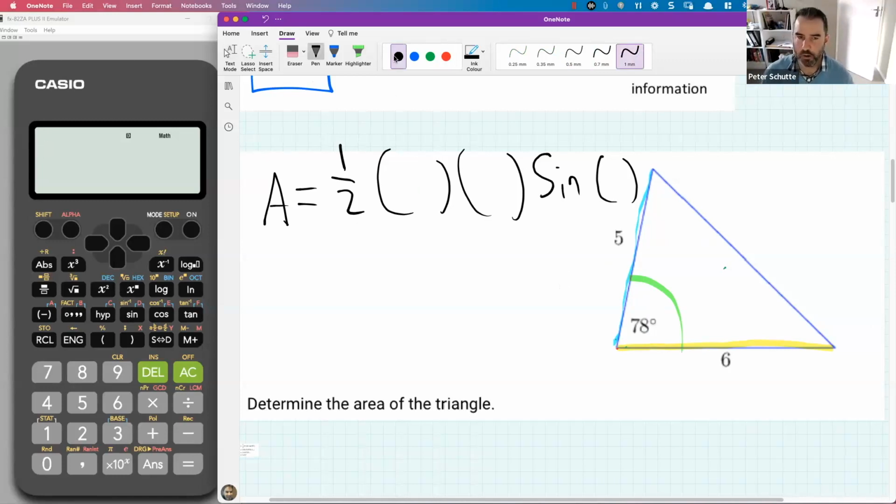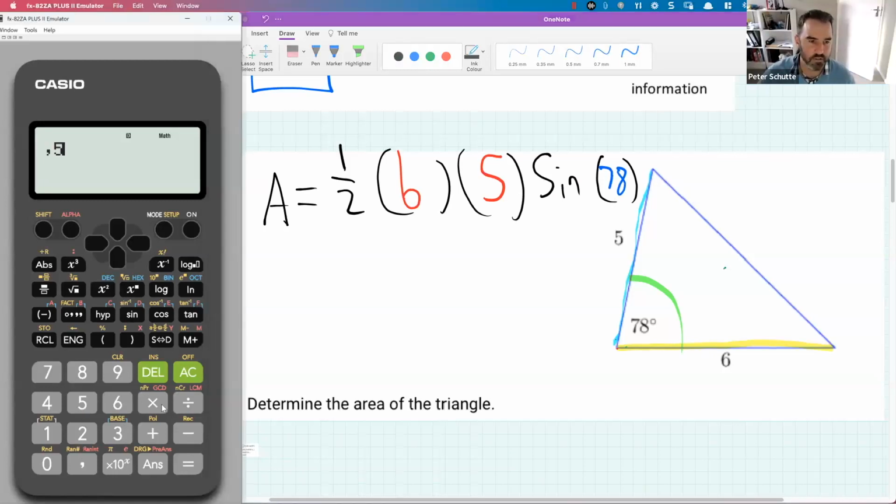So pop it in the chat if you feel like you've got something. I know that I'm going to put a 6 here, a 5 here, and a sine of 78 over here. So maybe on my calculator, I can go 0.5 times 6 times 5, the sine of 78. And what are you getting? 14.